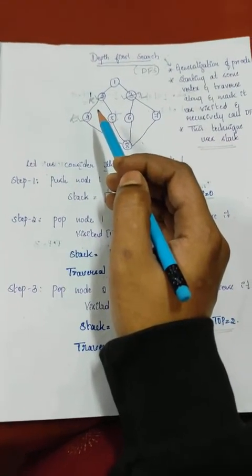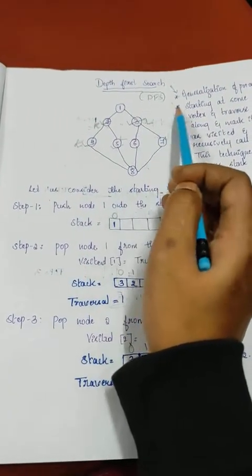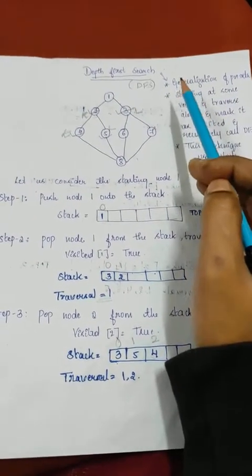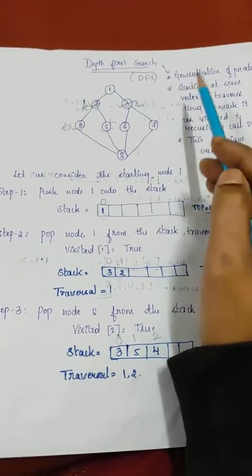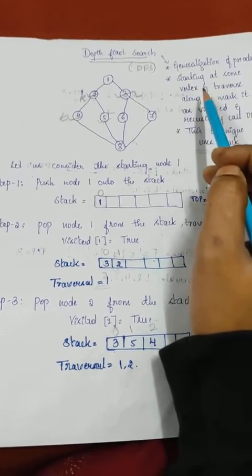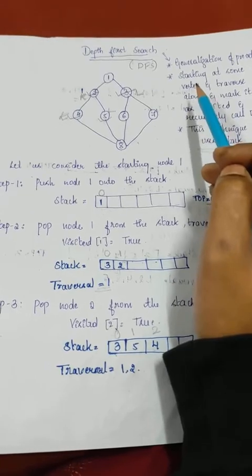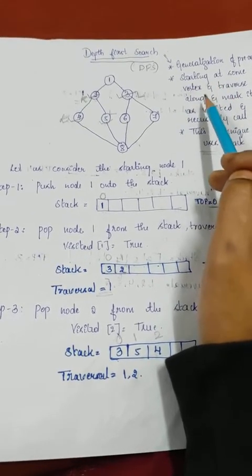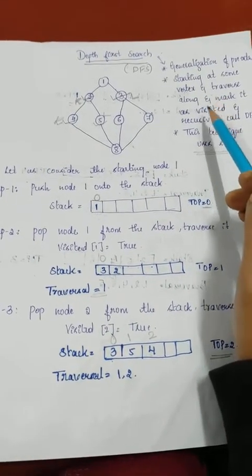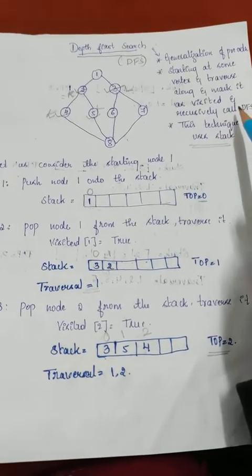Hello everyone, today's topic is depth first search, that is DFS. DFS is a generalization of pre-order traversal. It starts at some vertex and traverses all the nodes, like how you select your source and your destination. Then it reaches the places you have selected and marks that these places have been visited. Like that, in depth first search, it starts at some vertex, traverses along, marks that it has been visited, and we call it recursively.